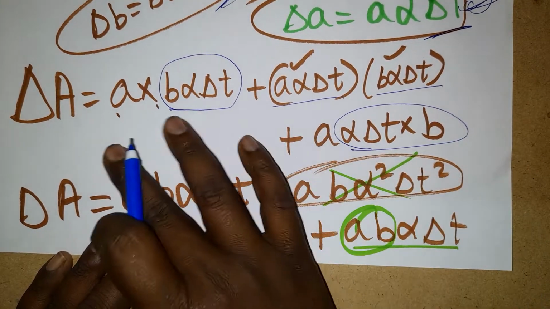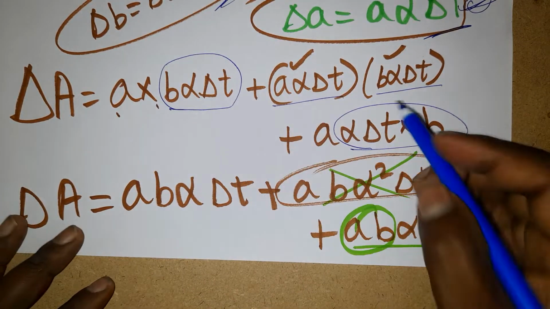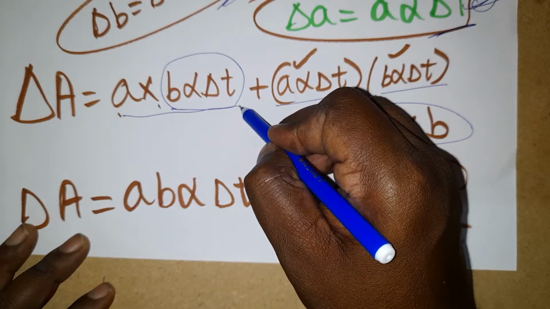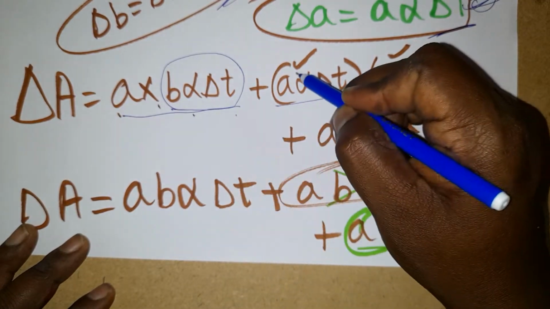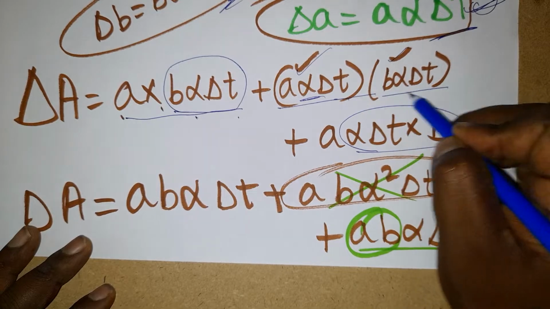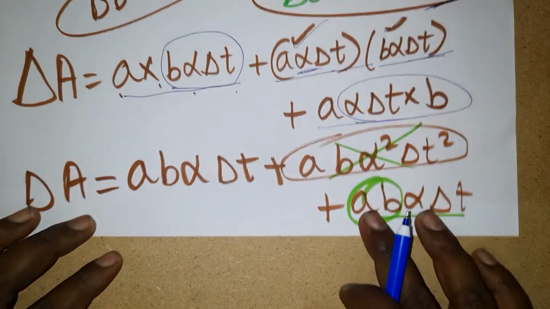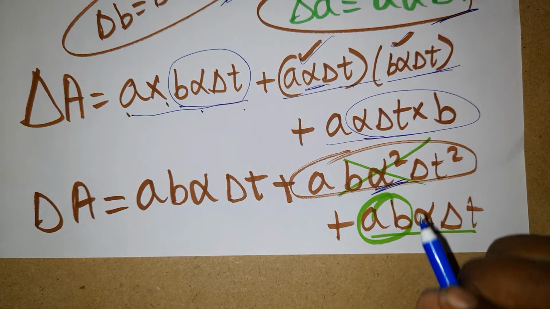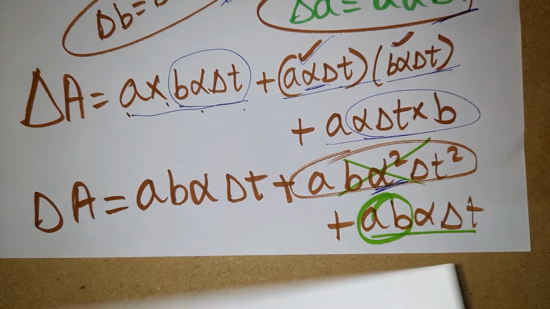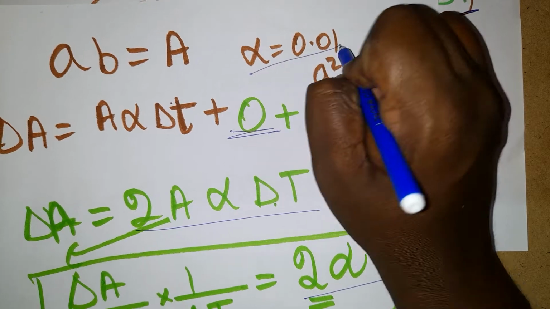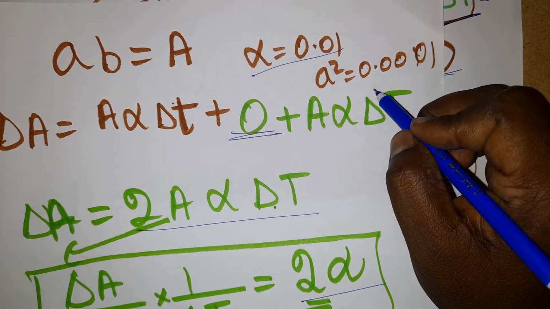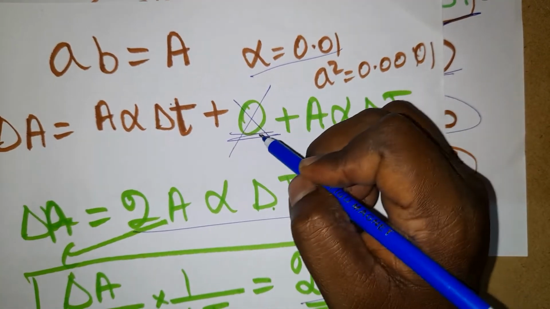Now I am simplifying all the terms. AB alpha del T, AB alpha square del T square, and AB alpha del T. Like this we will get. If alpha square is there, alpha will be a small value, so alpha square will be very small, negligible. That center term will become negligible.